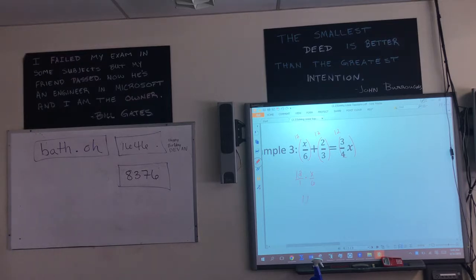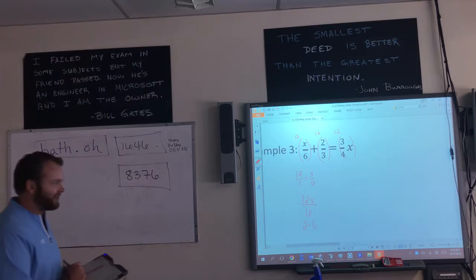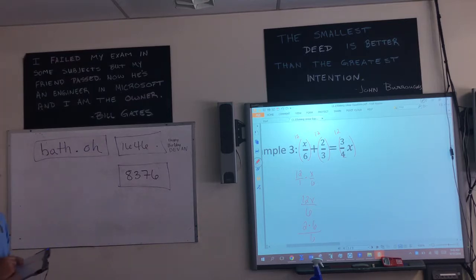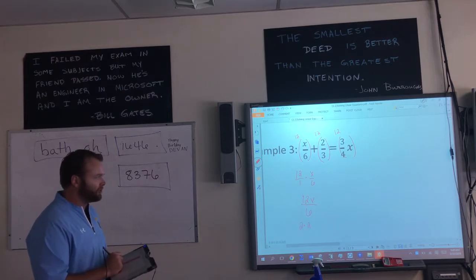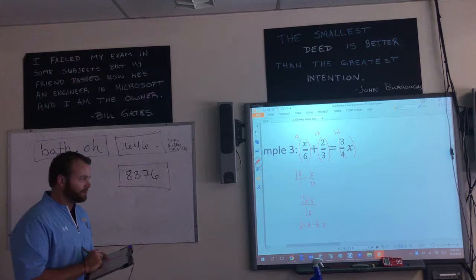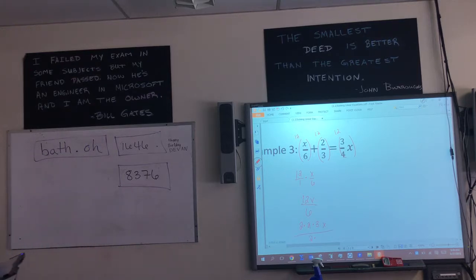So that gives me 12x over 6, right? But 12 is 2 times 6, isn't it? Over 6. Or we can do it this way, maybe we can go even further. It's 2 times 2 times 3 over 2 times 3, isn't it? What happens with this 2 over that 2? What is that a factor of? That's just 1, isn't it? 3 over 3 is just 1, right? So we'll have just 2x, correct?